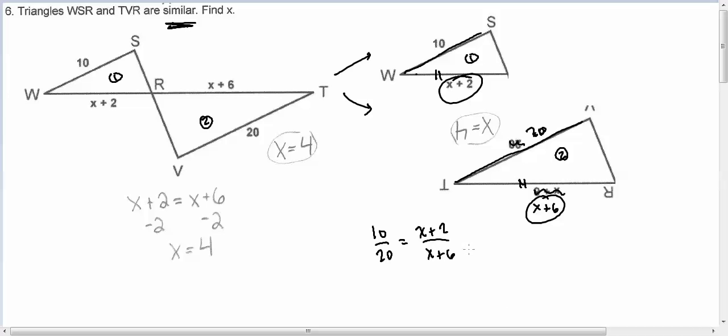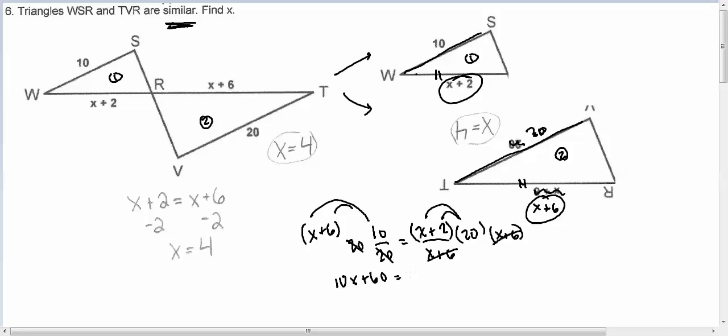Now, we can solve this out algebraically. Let's multiply both sides by 20. The whole point is to get rid of this 20 over here. And so on the numerator side, we can distribute that 20 in. And then we'll also multiply both sides by x plus 6, because x plus 6 is in the denominator here, and I don't like things in the denominator when I'm trying to solve for things. So I'm going to cancel out that and cancel out that, and I'll distribute this 10 into here, distribute this 20 into here. This becomes 10x plus 60 is equal to 20x plus 40.